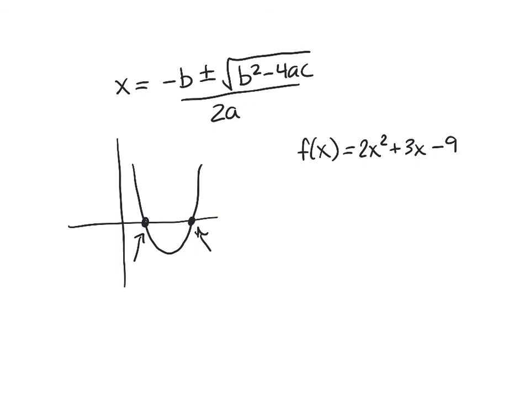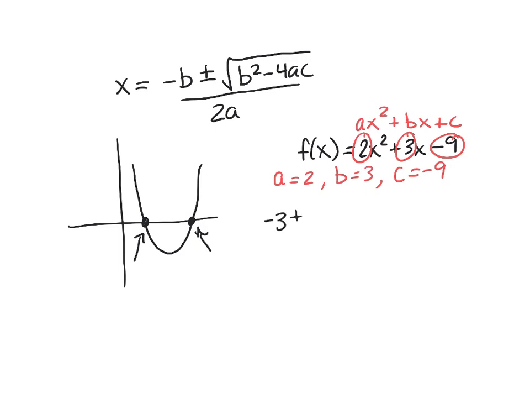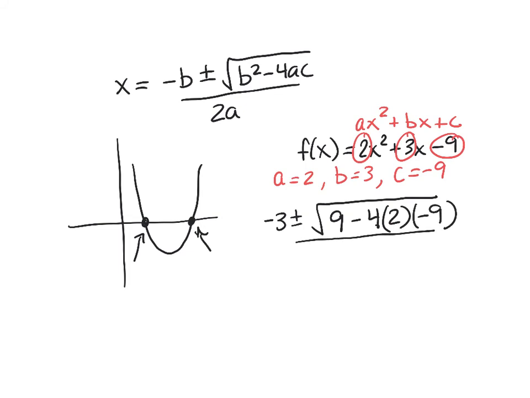So I would say my form is in standard form, ax² + bx + c. And I like to write this down: a = 2, b = 3, and c = −9. Careful with that one. So we'll just plug in. So b is 3, so it would be negative b, or −3, plus or minus the square root of b squared, which would be 9, minus 4 times 2 times −9, all over 2a, which is 2 times 2, or 4.